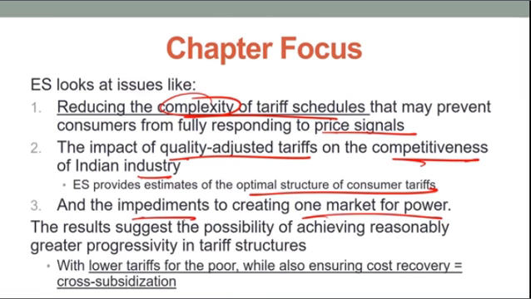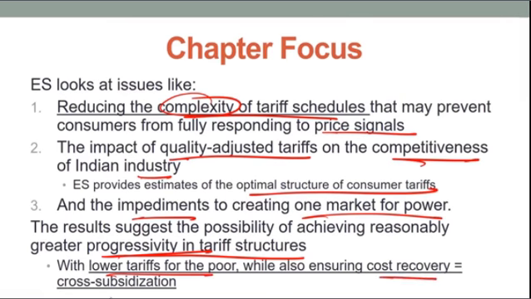So overall, the economic survey is saying we can have progressivity in tariff structure. What is the meaning of progressivity? Regressive we saw earlier, right? Regressive is when the poor have to pay more than the rich. Progressive is when the rich have to pay more than the poor. So we can go for progressivity in tariff structure. We can do that by lower tariffs for the poor and also ensuring cost recovery.